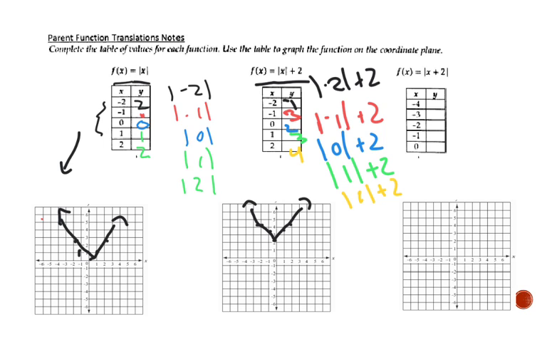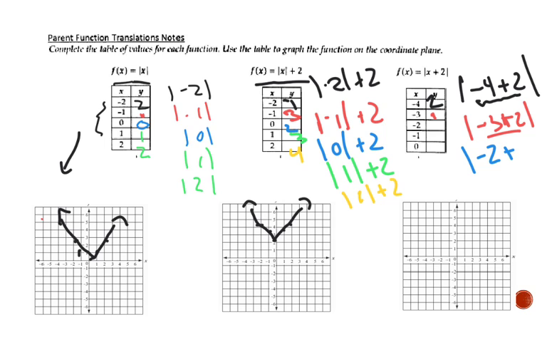So this last one we have the absolute value of -4 plus 2. So this time we're going to do what's inside first. So -4 plus 2 is -2, but the absolute value of -2 is 2. Then we're going to have the absolute value of -3 plus 2. We'll do what's inside first. So -3 plus 2 is -1. The absolute value of that is +1. Then we'll have the absolute value of -2 plus 2. So -2 plus 2 is 0. Absolute value of that is still 0.